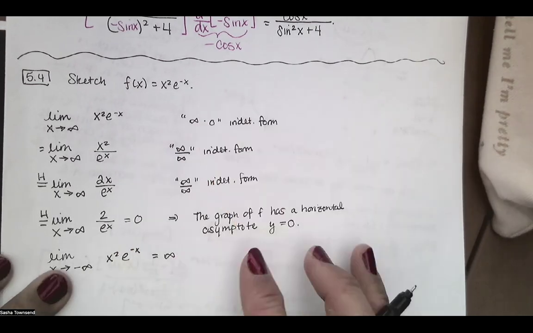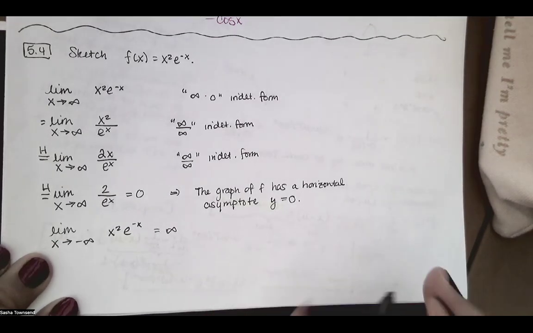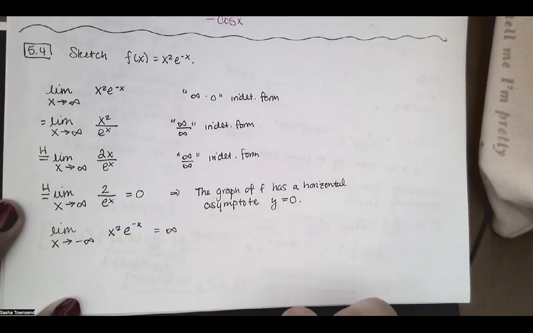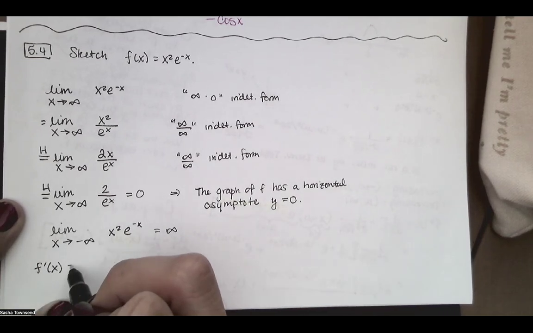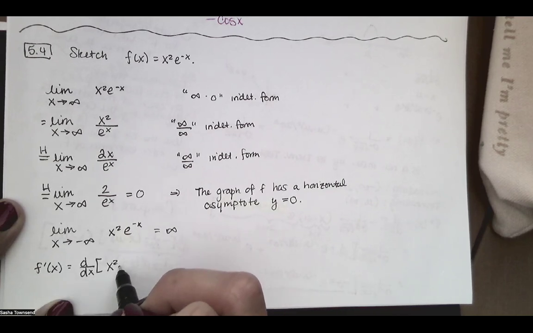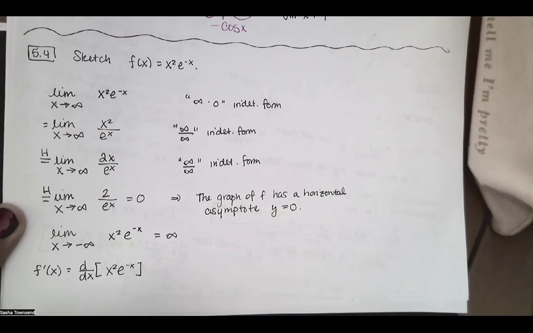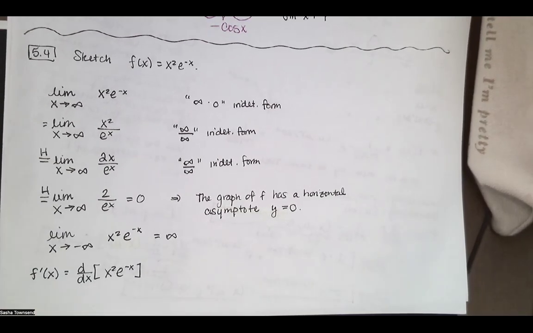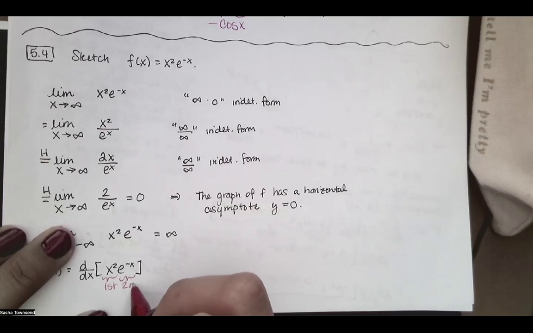The question is, what happens in between? Well, in order to figure out what happens in between, we can find the critical points of f, see if we've got any relative extrema. So we'll compute the derivative. And because we've got a product, we'll use the product rule. This is our first function, and this one is our second.